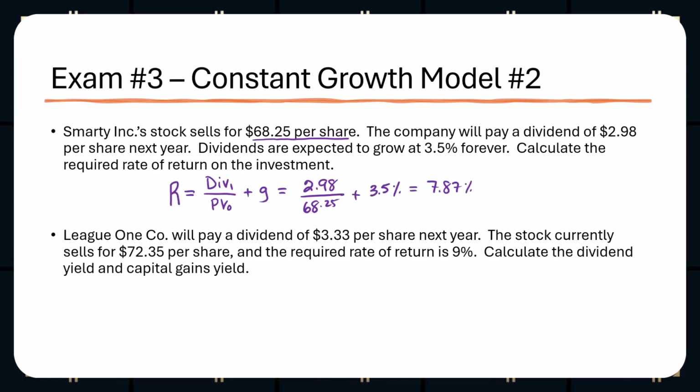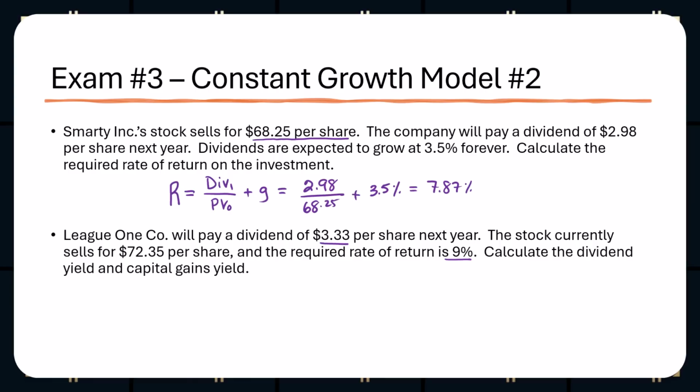League One company will pay a dividend of $3.33 per share next year. The stock currently sells for $72.35 per share, and the required rate of return is 9%. Calculate the dividend yield and the capital gains yield.